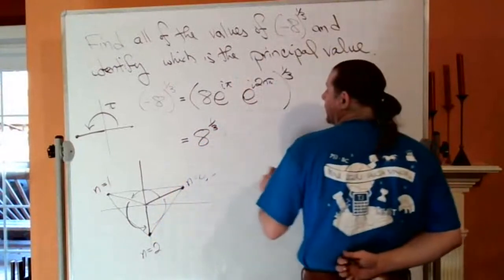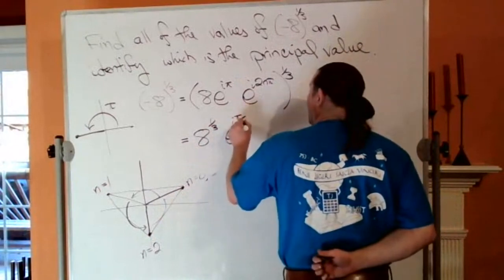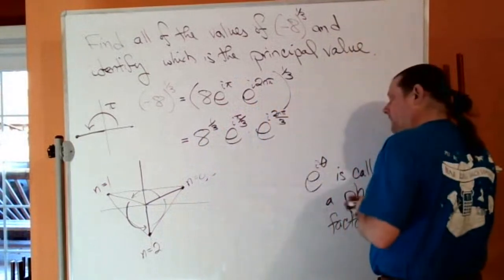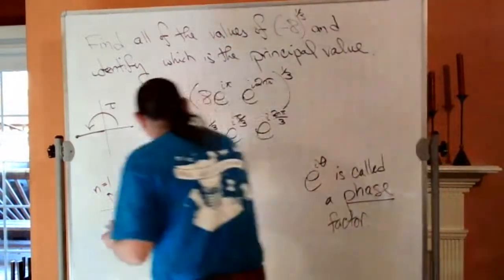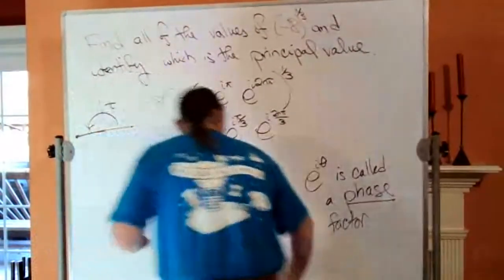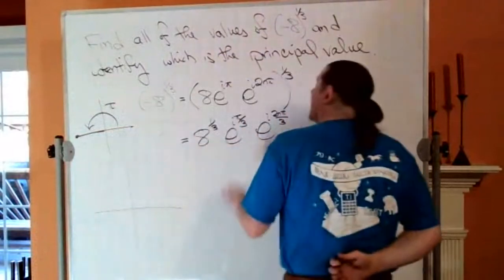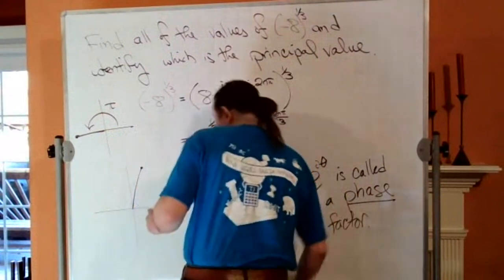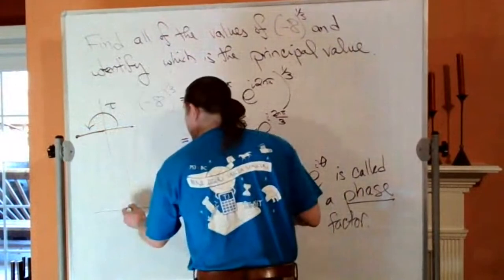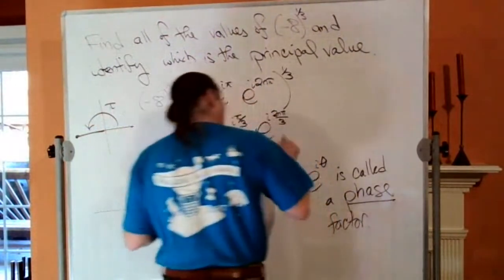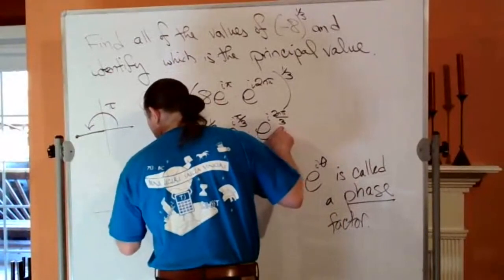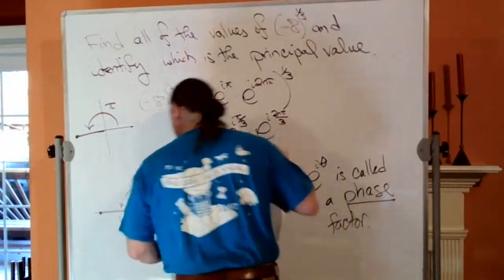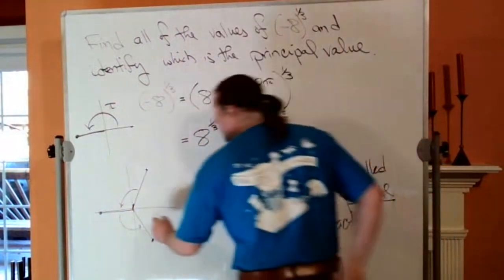So I've got 8 to the 1/3, and then e to the i (pi over 3), e to the i (2n pi) over 3. Once again, I would do exactly the same thing that we did here. e to the i pi over 3, that's right there, 60 degrees. Now I'm going to add a third of the circle over and over again. Once again, equilateral triangle.